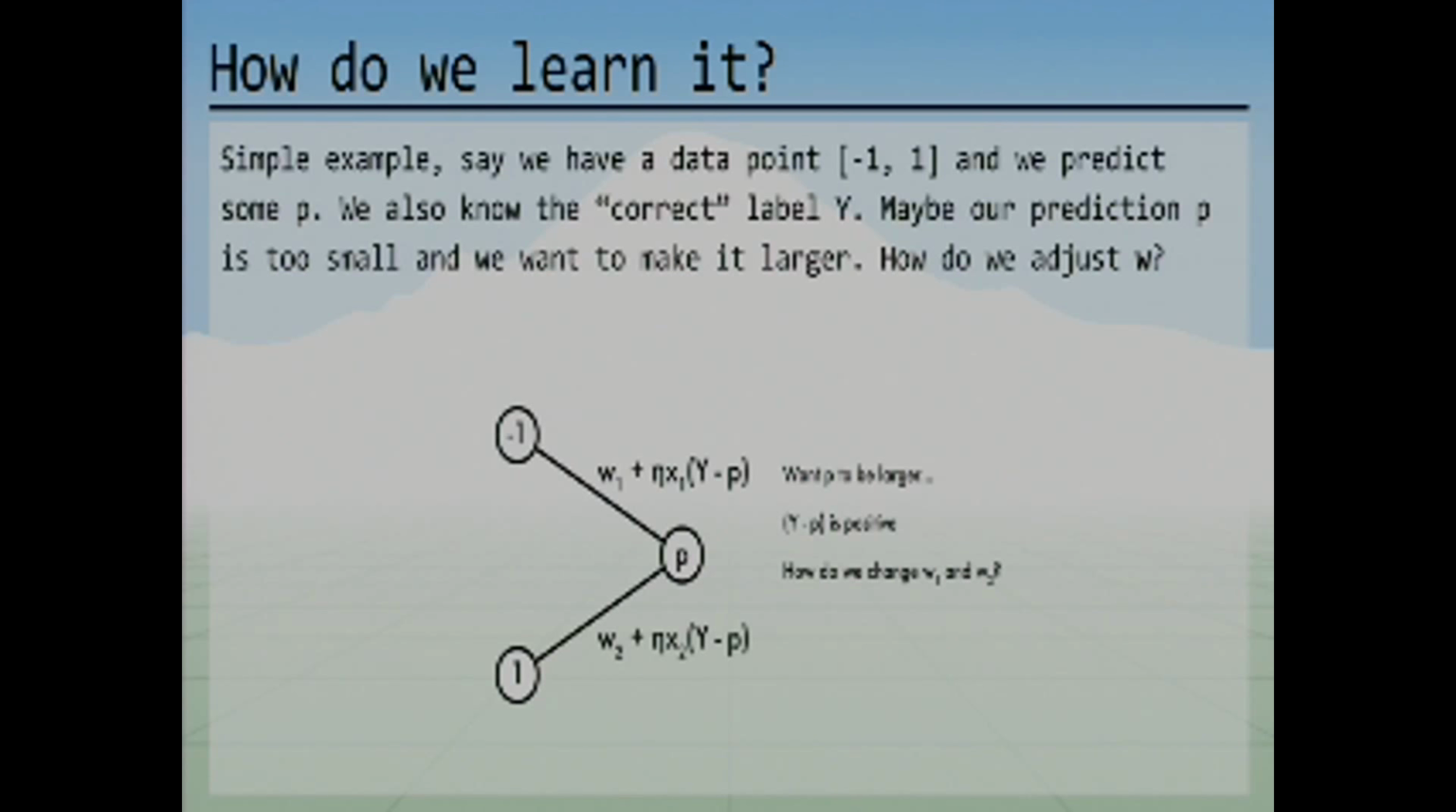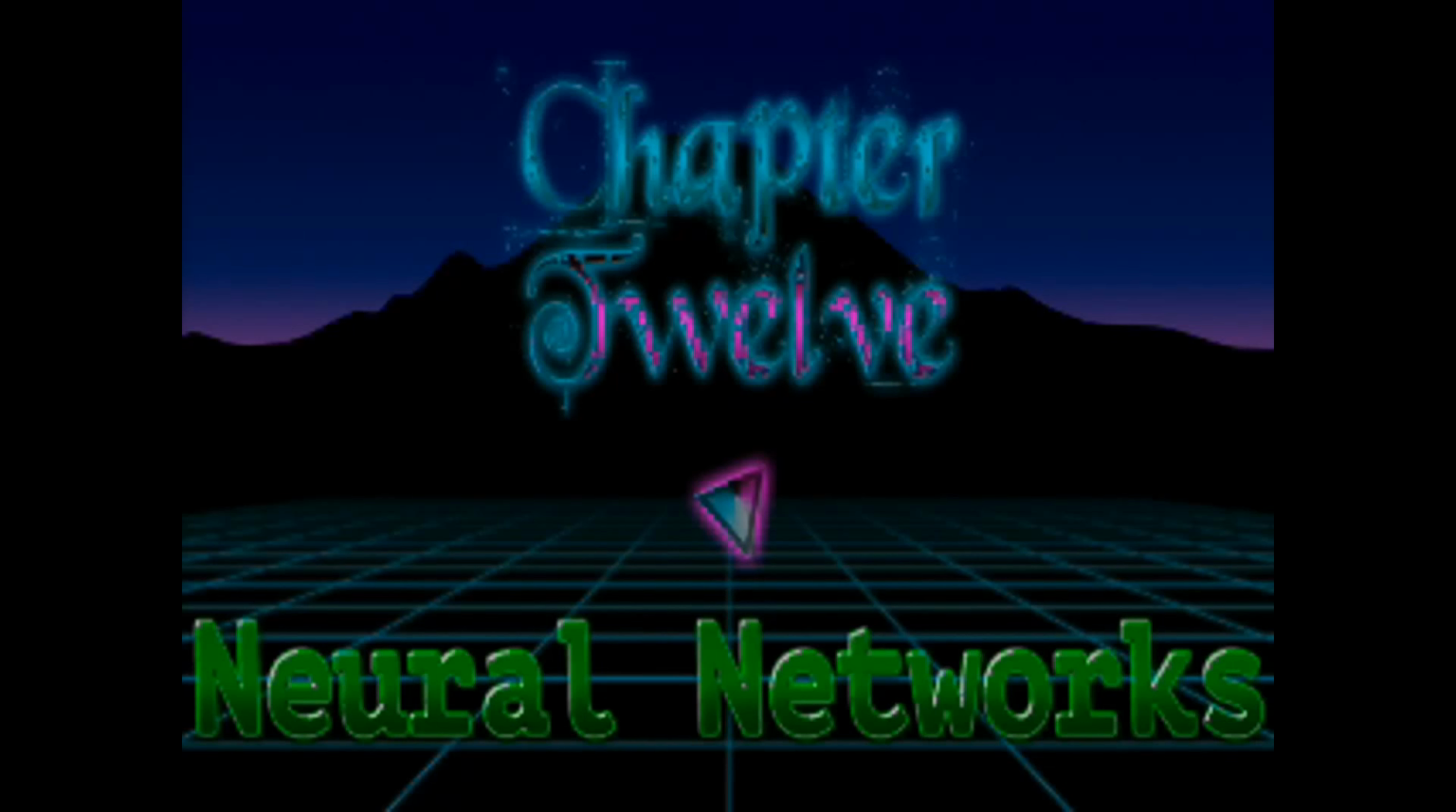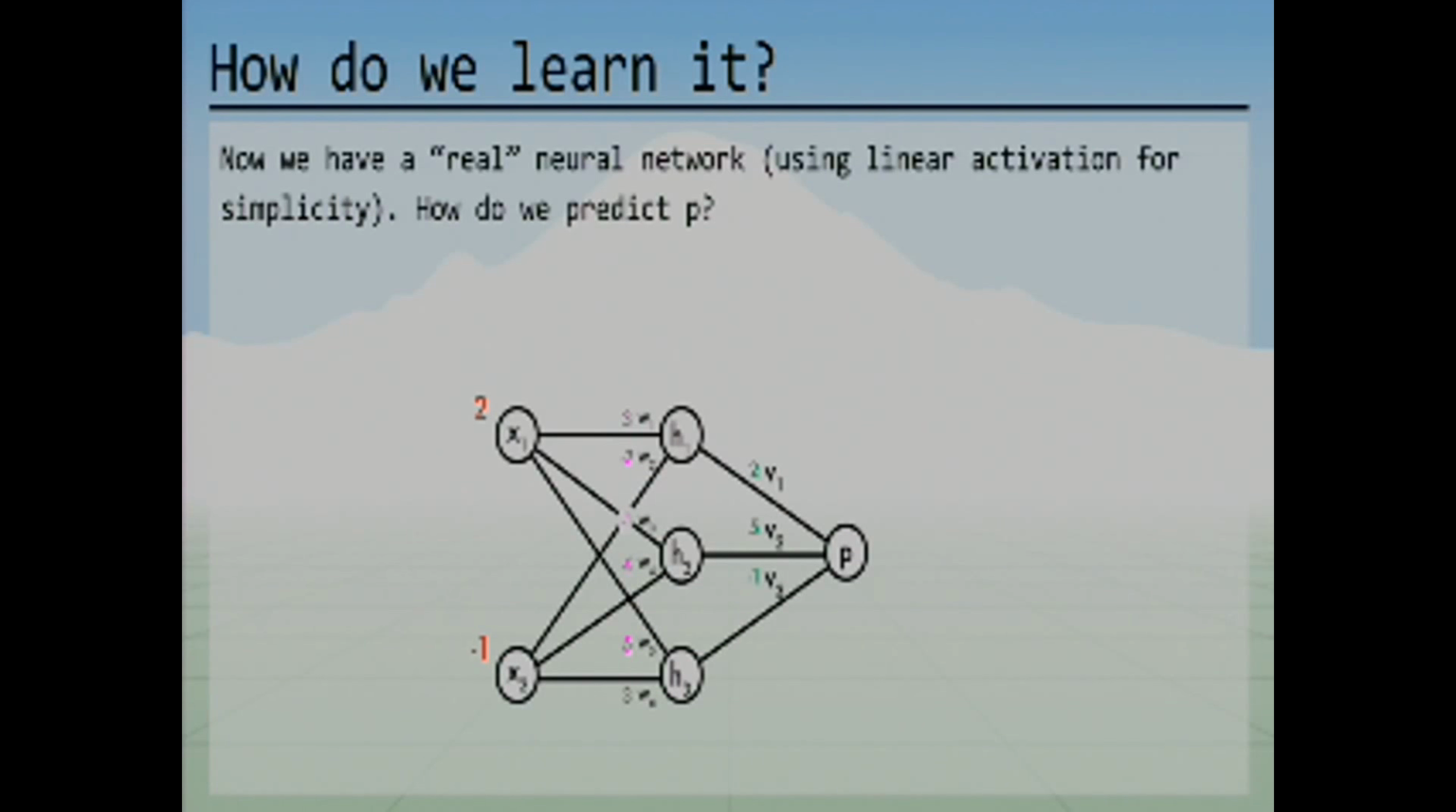Do people understand gradient descent and why this is meant to just be an intuitive example? We know that we want to make p larger, so we push the weights this way. If we wanted to make p smaller, we would push the weights in the other direction. Do people sort of understand what's going on with gradient descent in just this simple linear model? Seems like we have some nods. Cool. Now we're going to talk about neural networks, which are a little bit more complicated.